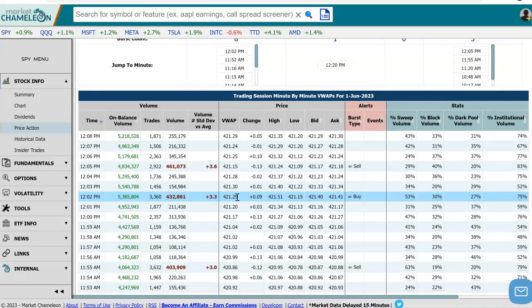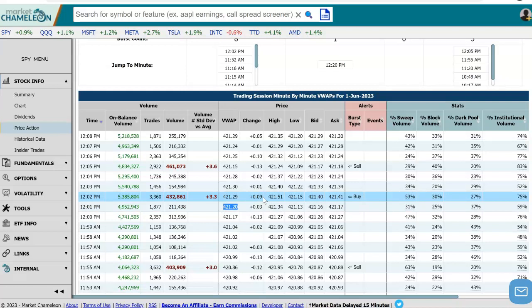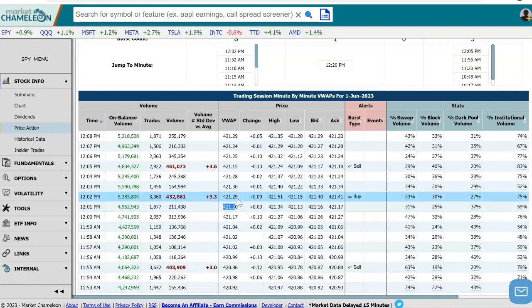And when we take a look at that volume burst, in addition to tagging it as a large volume, what we want to do is compare that VWAP price to the previous minute to see was it on an uptick or downtick. So here we see that this VWAP increased by 9 cents from the previous minute. It went from 421.20 to 421.29. So that is an uptick, which we tag as a buy burst. Okay, so over here we tag it as a buy burst because that VWAP minute was on an uptick.